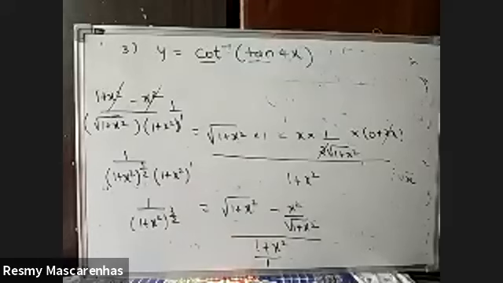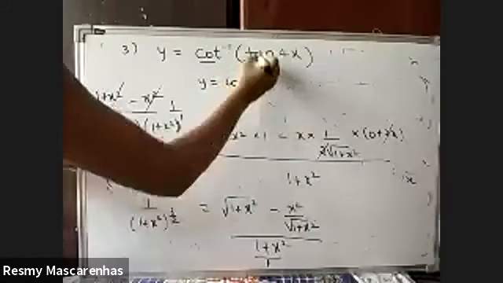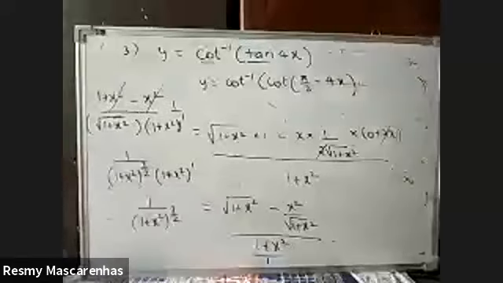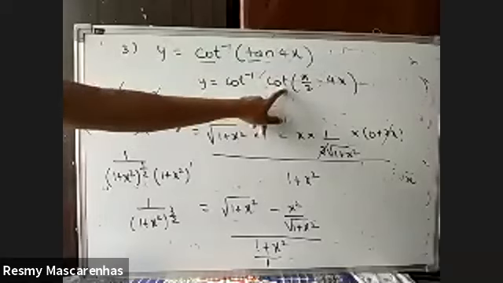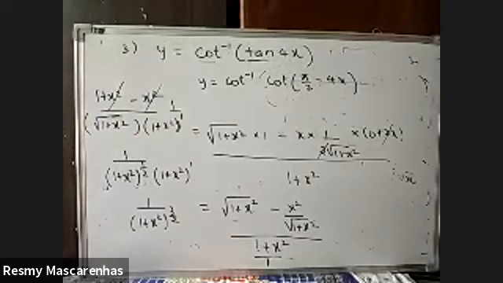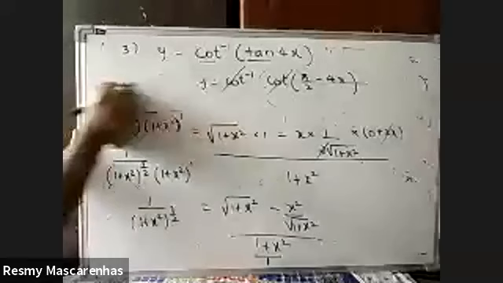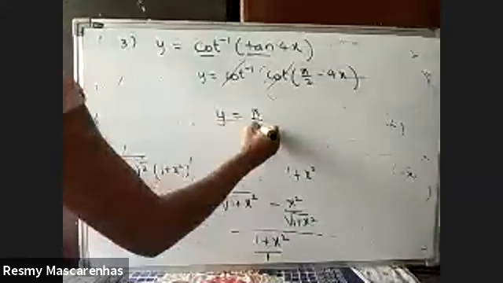So the relation between cot and tan is that they are always 90 degrees different from each other. So tan theta you have to always write as cot of pi/2 minus theta. So instead of theta it is 4x. So tan 4x, if I want to convert it in terms of cot, it is cot of pi/2 minus 4x. Same way, sin and cos, sec and cosec can be converted. And now cot inverse and cot will cancel, and y will be pi/2 minus 4x.